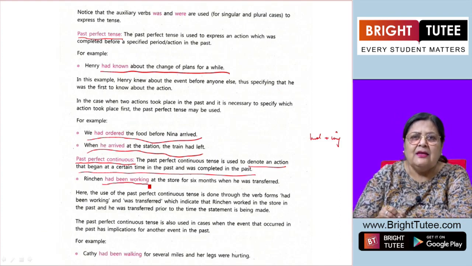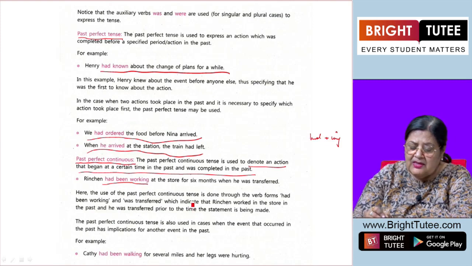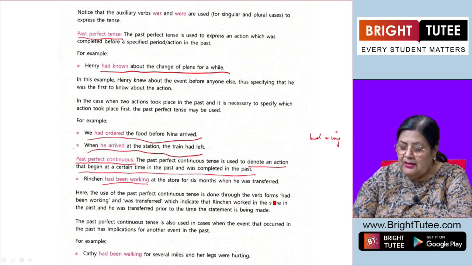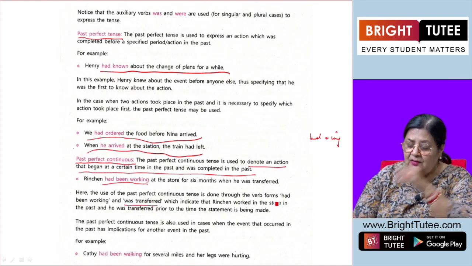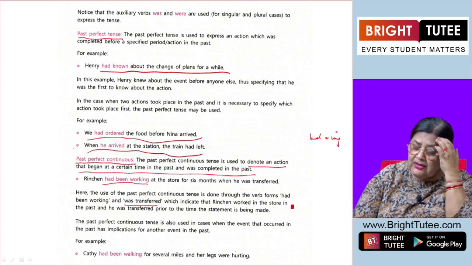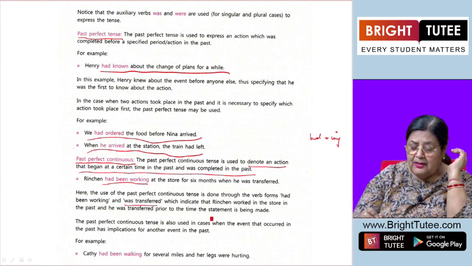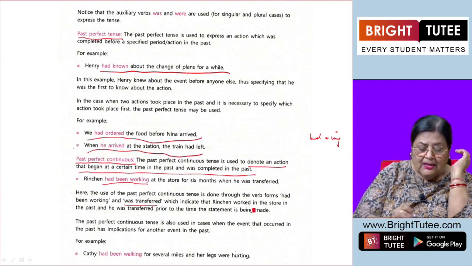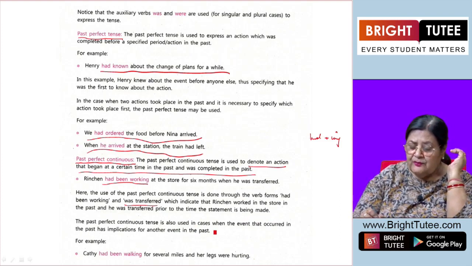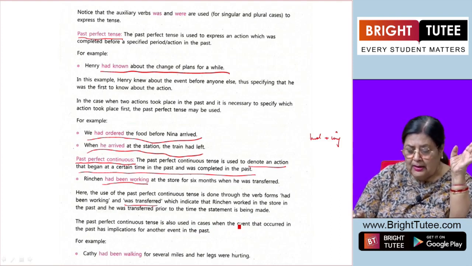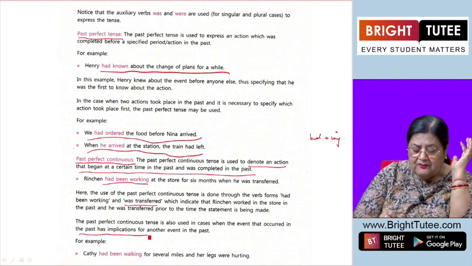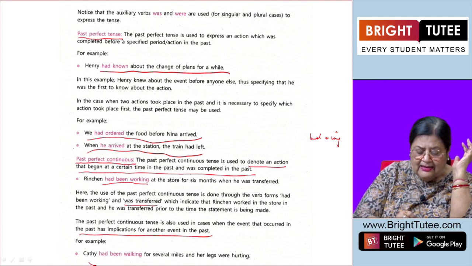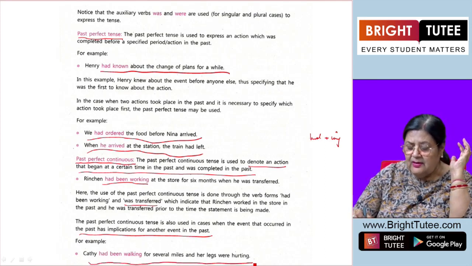This is what is the past perfect continuous tense. Here the use of past perfect continuous tense is done through the verb form had been working and was transferred, which indicate that Richard worked in the store in the past and was transferred prior to the time of the statement being made. The past perfect continuous tense is also used for cases when an event had occurred and it has an implication for another event in the past. Like Kathy had been walking for several miles when her legs were hurting.